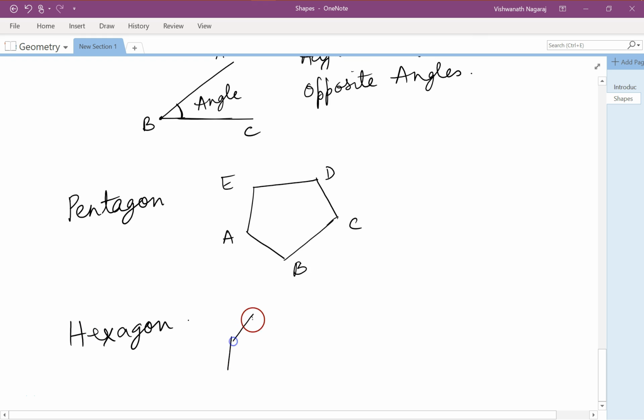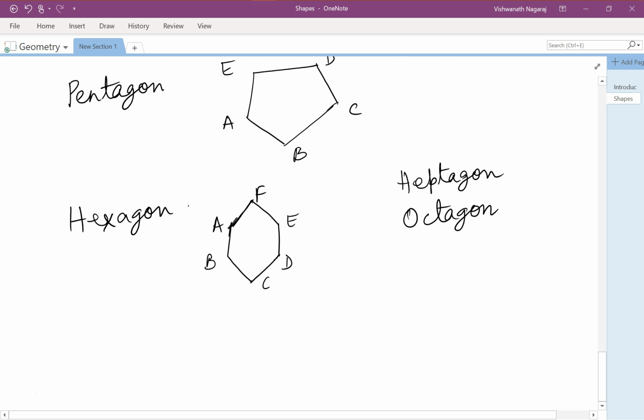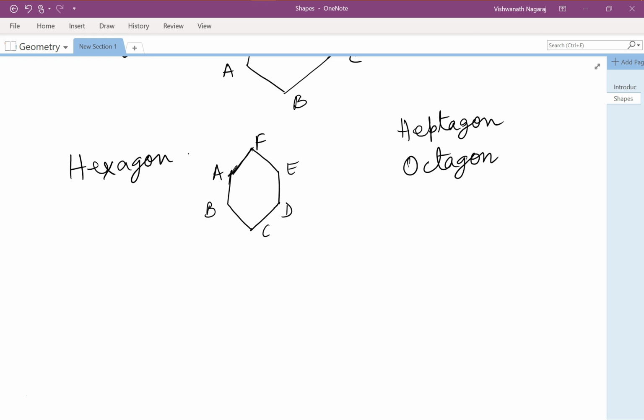Hexagon, so again six. So A, this should be a closed figure. Remember, A, B, C, D, E, F. Similarly, heptagon, 7, octagon, and so on. Now remember, polygons are made up of line segments.